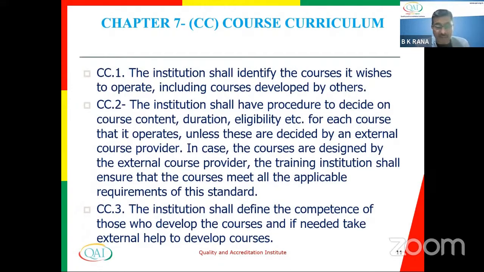The institution shall define the competence of those who develop the courses, and if needed, take external help to develop courses. This is again very important for the credibility of any training course, that the people involved in developing it are competent. And how? You define the competency for the courses which you are developing. This is the course, and this is the competency needed in the expert who comes and develops it. You may have in-house expertise, or you may get that expertise from outside. It's entirely up to you, internal or external support, but you define the requirement for anybody who comes to meet that specific competency requirement.